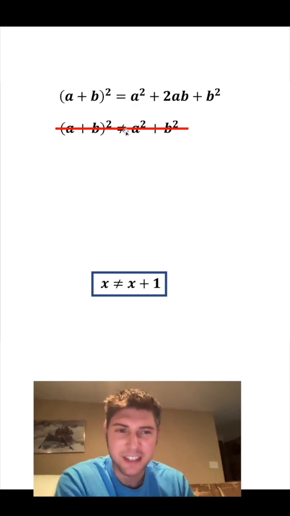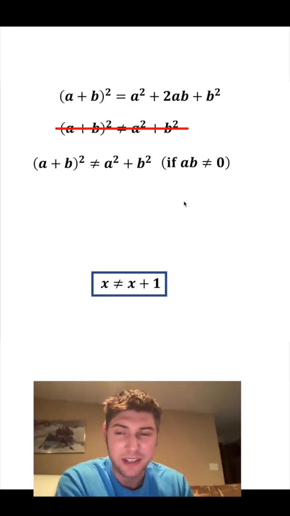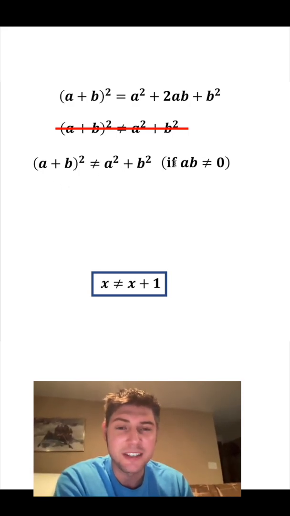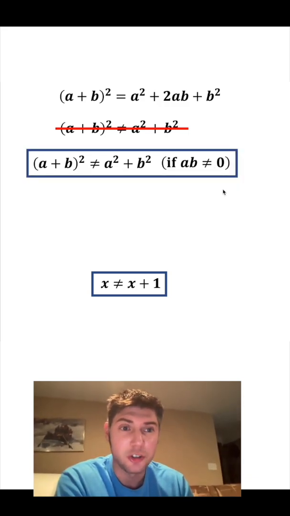But how can we fix this? What are teachers trying to say with this? This is what they should be saying. They can say a plus b squared does not equal a squared plus b squared, but they need to say if ab does not equal 0. Now there are no counterexamples. Now we can put a box around this because this is a true statement.